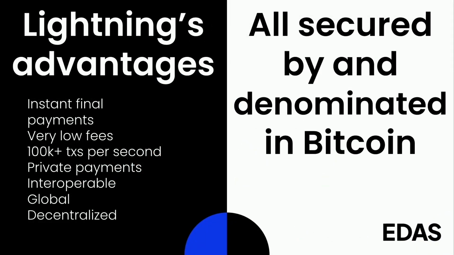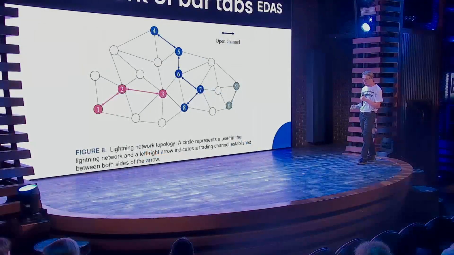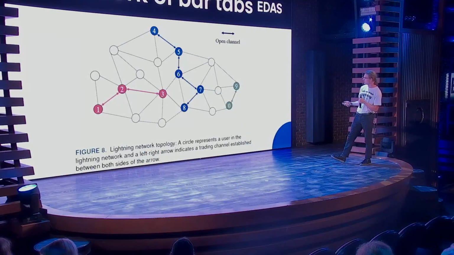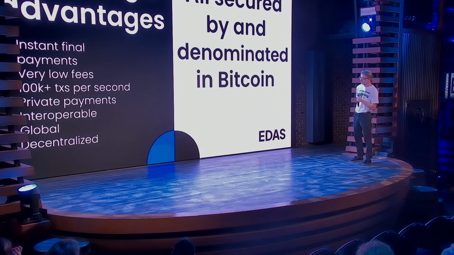Cool, so what does this enable? This enables instant final payments, which is very cool, literally at the speed of light. We've got very low fees. It's fractions of a penny. Basically, the fees exist as you route through other people's channels. You give them a tiny sliver of a sat as you route through. That's the only fees, but it's orders of magnitude smaller than on-chain. 100K plus transactions per second.